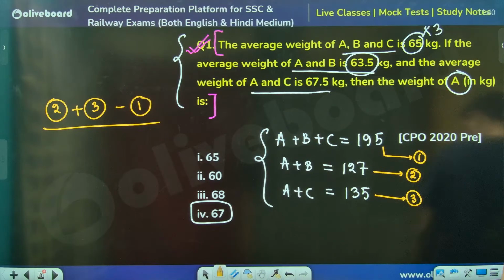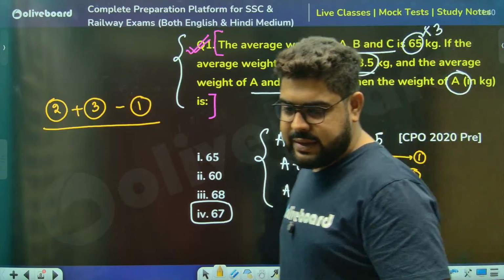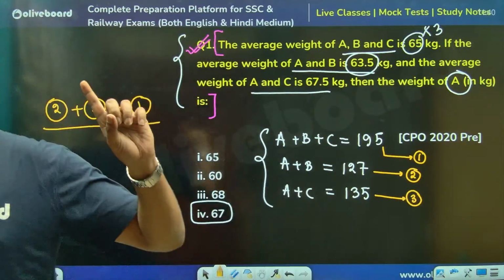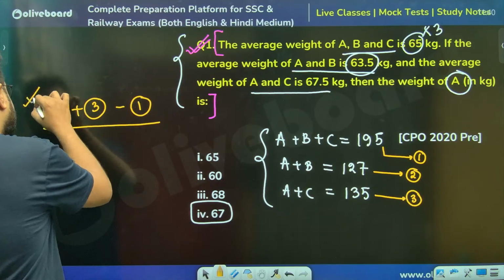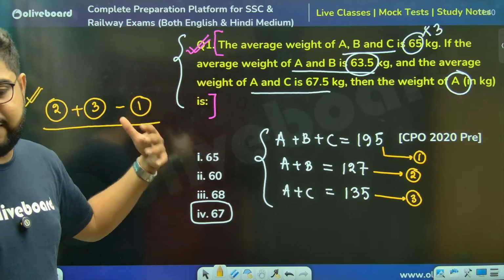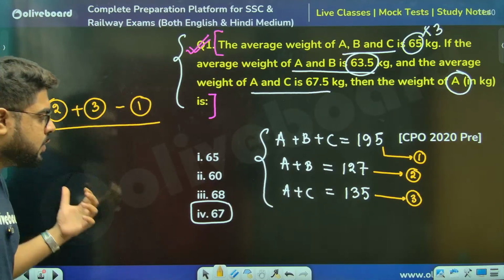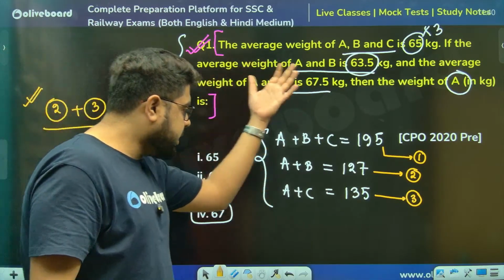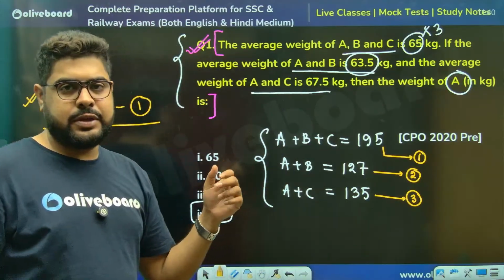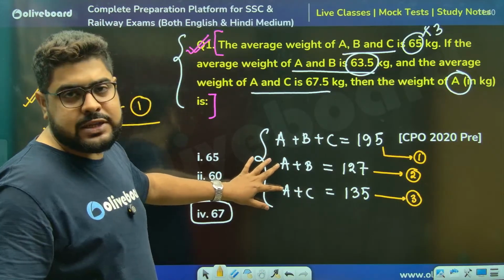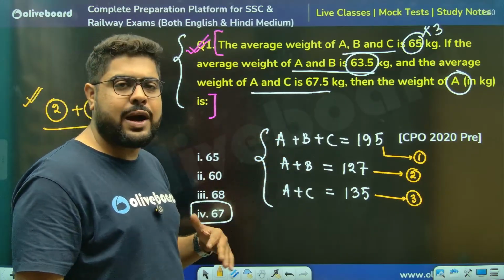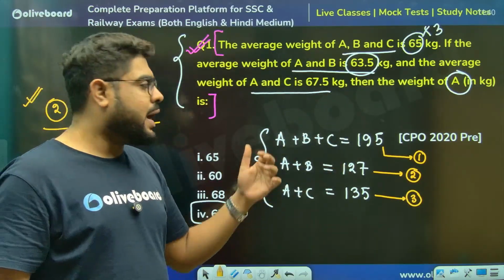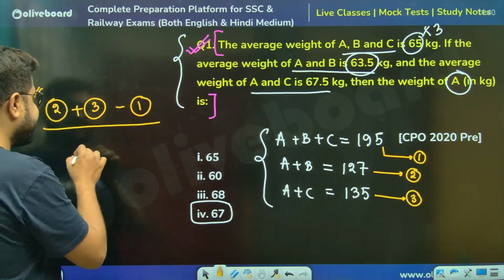Dinesh is saying, Reena is saying, all are saying option 4. Then option 4 must be the correct answer. You have given the correct answer, but I'm showing you how to think in a very efficient manner, so that you don't need to do extra steps. If I add these two equations, B plus C, I'm getting A twice, and if I subtract this, B and C cancel. So I will be left with only A, sir.